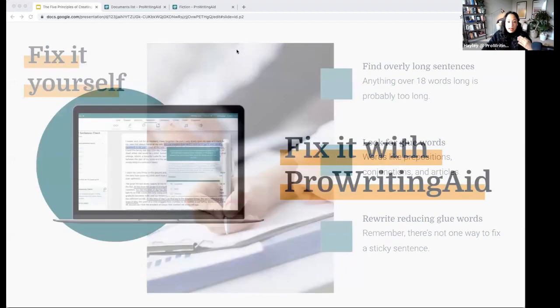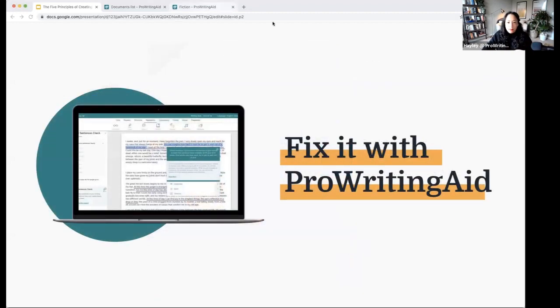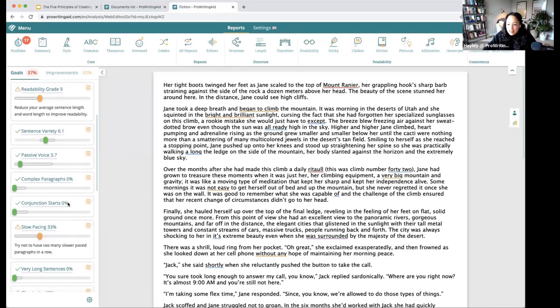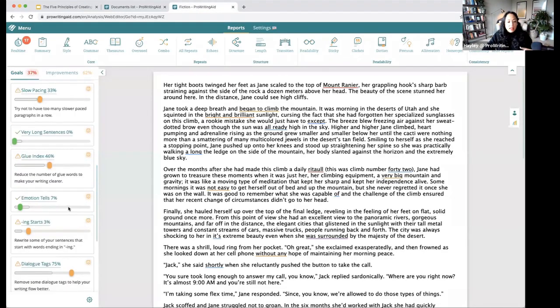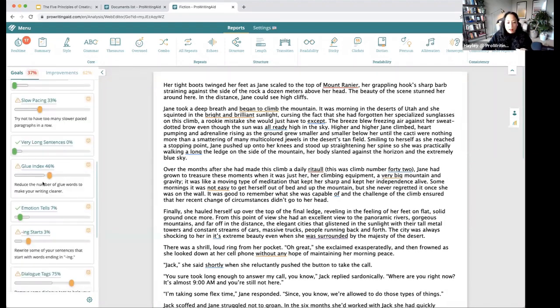Now, if you have ProWritingAid, you can make these changes much more simply because ProWritingAid has a sticky sentences report. So in your goals toolbar, which is here on the left-hand side, one of the reports that you will see is the glue index report. Now, ProWritingAid recommends that your overall document has about 40% glue words and 60% working words. So the emphasis is on those important words that we cannot change without changing the meaning of the sentence. So if you are outside of that range, you will see here, this document has about 46% glue words. We're a little outside of the range that ProWritingAid recommends.